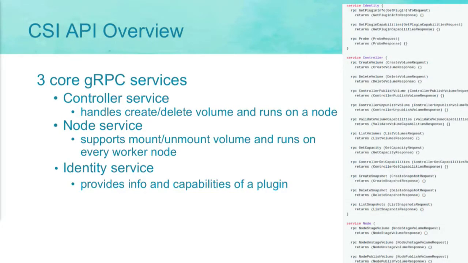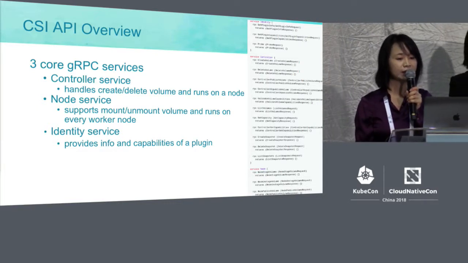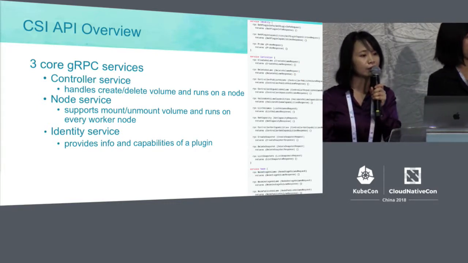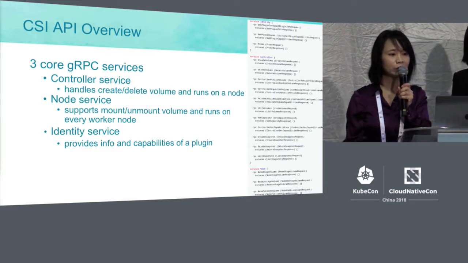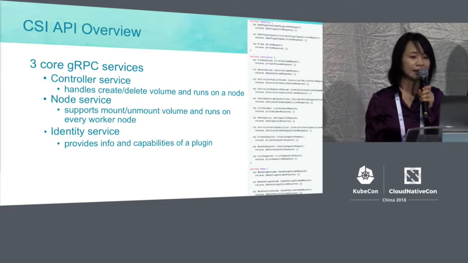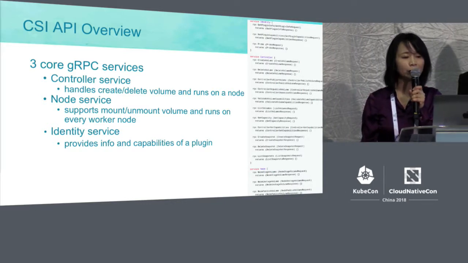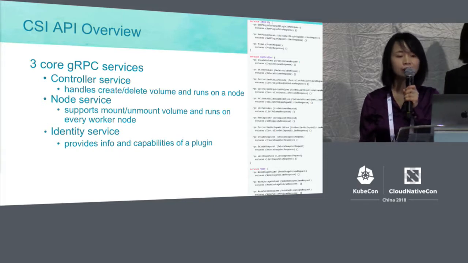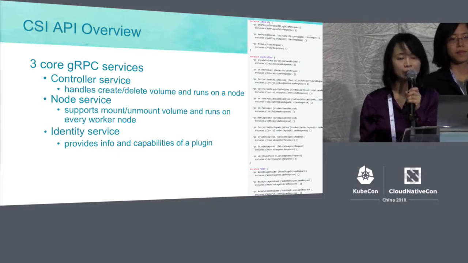There are 3 core gRPC services in CSI: the controller, node, and identity service. The identity service provides information and capabilities of a plugin. The controller service supports create and delete volume, attach and detach volume, create and delete snapshot, and it runs on any node. And the node service supports mount and unmount volume operations, and that can run on every worker node. And also expand volume function may be coming soon.